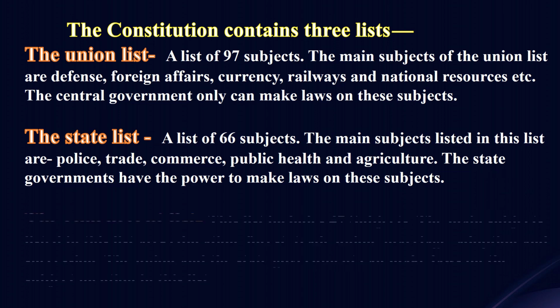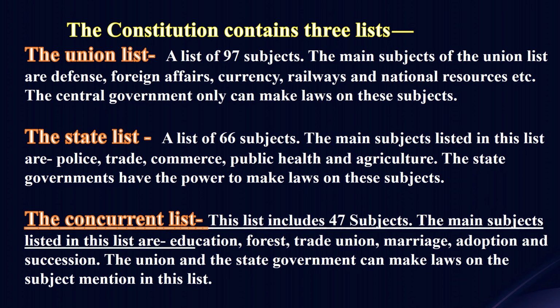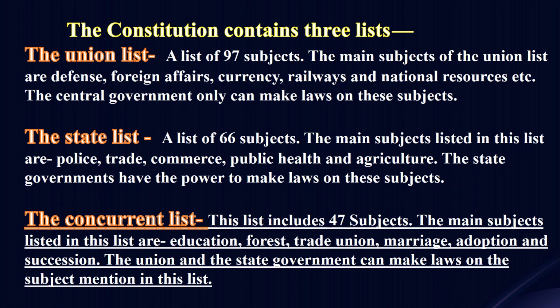The third list is the concurrent list. This list includes 47 subjects of common interest to both the central government as well as the state government. And the main subjects listed in this list are education, forest, trade union, marriage, adoption, and succession. And both the governments, the central government and the state government, can make laws on these subjects. But in case there is any conflict between the laws made by the central government and the state government, then the laws made by the union government or the central government will be accepted.